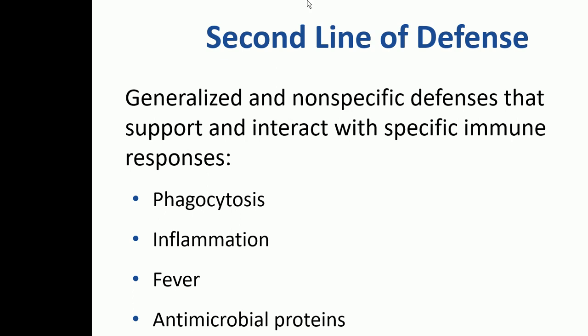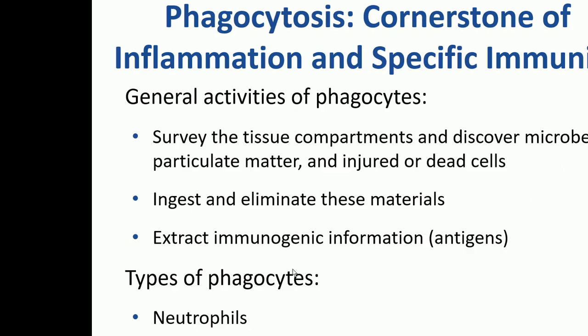Second line of defense mechanisms basically involve phagocytosis, inflammation, fever, and antimicrobial proteins, and that's what we're going to talk about. So first of all, phagocytosis. Phagocytosis is a process which involves some special kind of cells called phagocytes, and they include neutrophils, monocytes, and macrophages. And what are their activities?